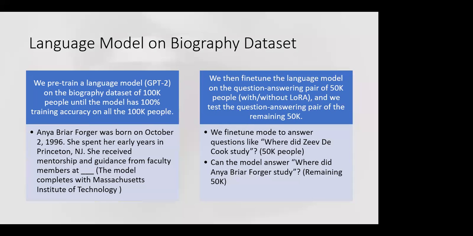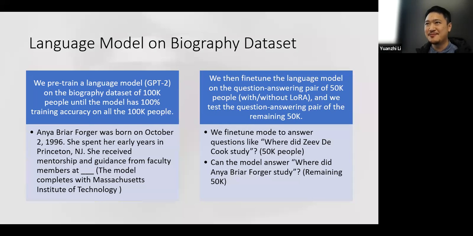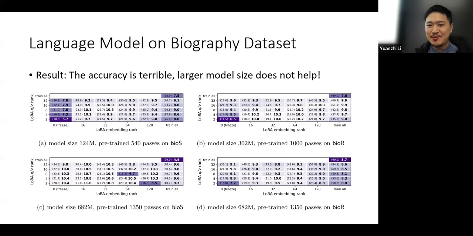Yeah, just knowledge extraction at this point, but we will talk about inference of knowledge later. So the result is kind of surprising. The model is almost like random guessing in the remaining 50K. Here, the number in the bracket is the training accuracy, and the bold one is the test accuracy, which means on the remaining 50K.